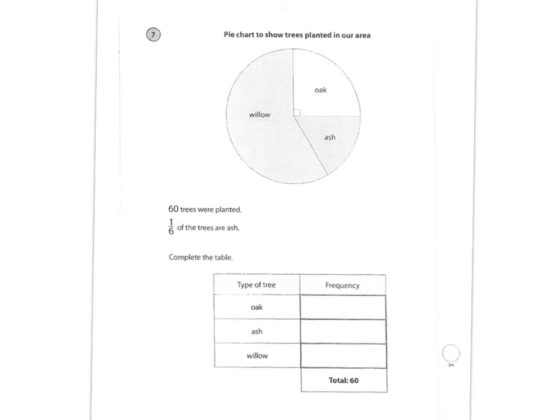1/6 of the trees are ash. I'm going to use that fact to fill in the part of the table for ash trees. If it's 1/6 of 60, we would divide 60 by 6 to give us 10 ash trees.